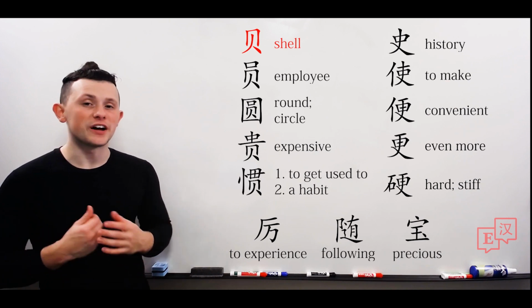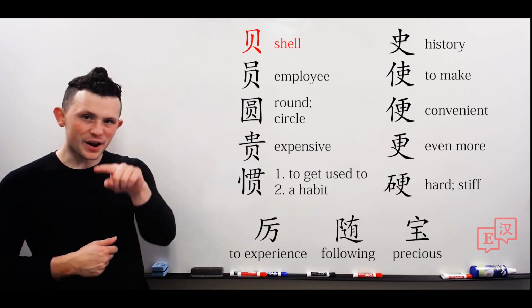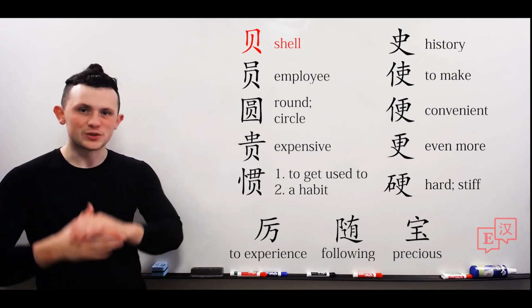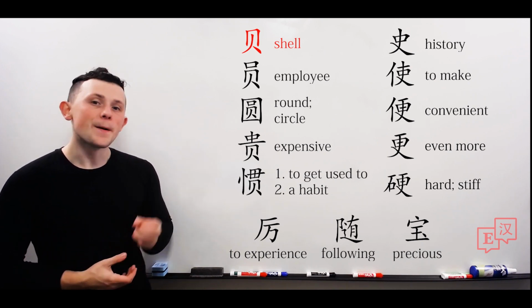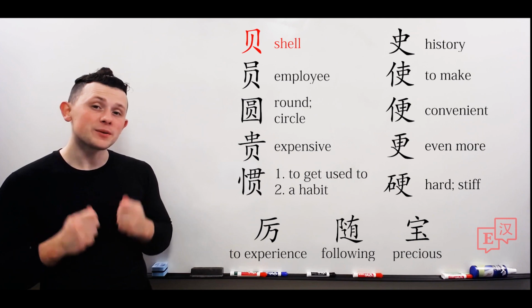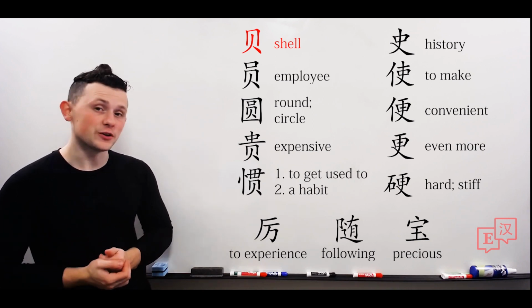So our first character today, bei. Bei means shell. It's simply an open bottom box with two little legs. Shell, cowrie, that idea. Bei. It's also a common component in other characters, as we'll see in the next few.